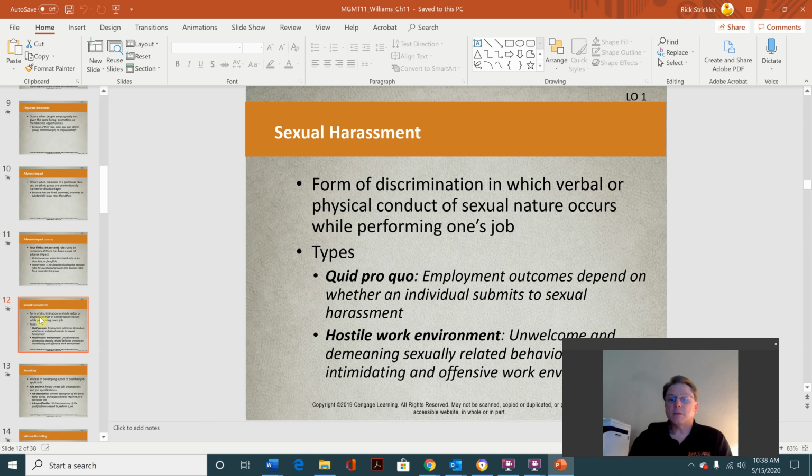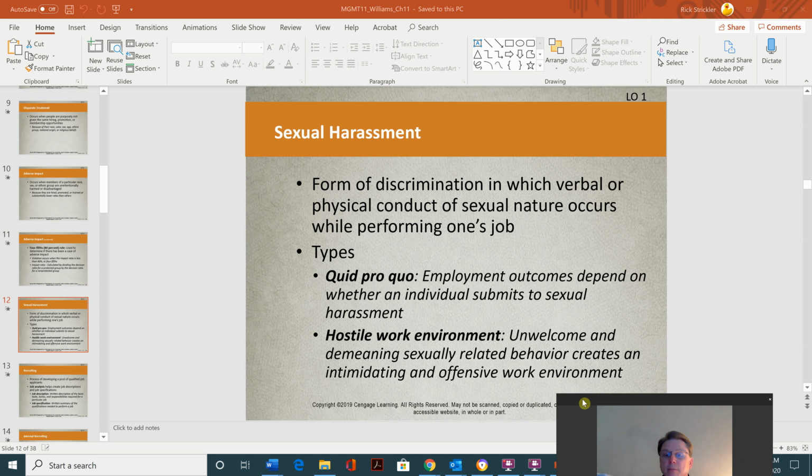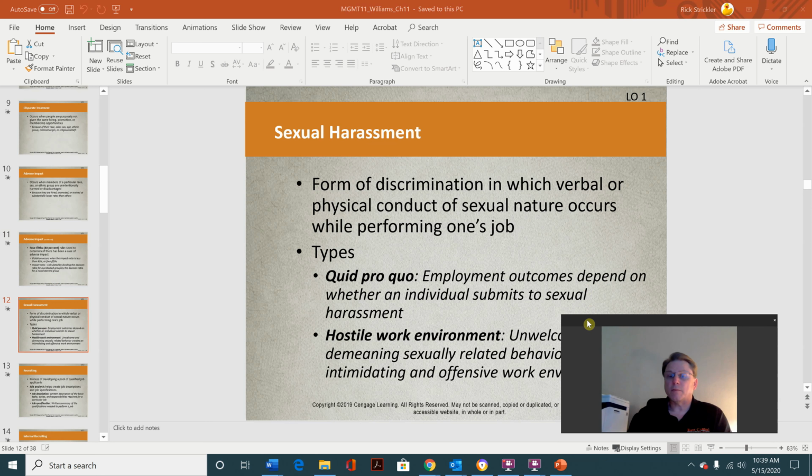Sexual harassment, quid pro quo: employment outcomes depend upon whether an individual submits to sexual harassment. Hostile work environment: unwelcome and demeaning sexually related behavior creates an intimidating and offensive work environment. Okay. A hostile work environment can be for other things besides sexual harassment, but it does qualify under sexual harassment as well.